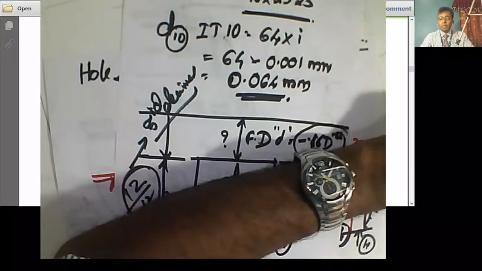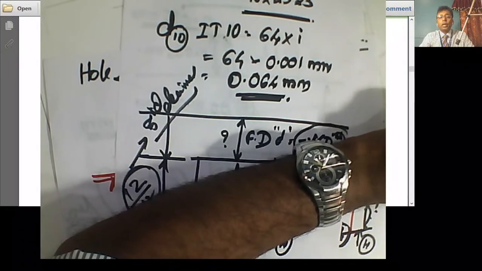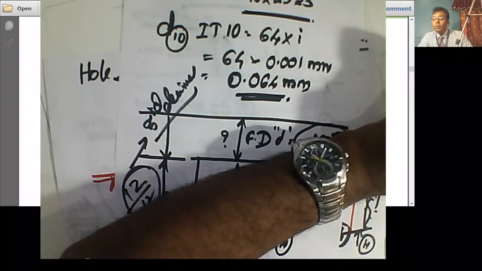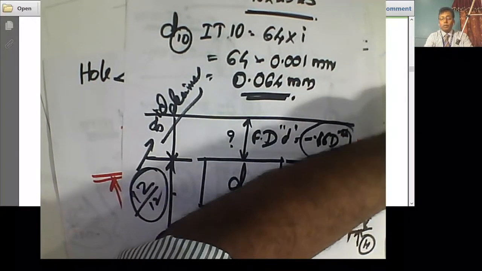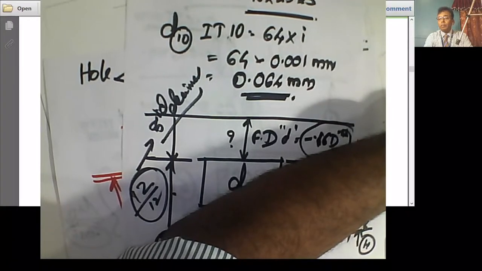Okay, let me see, go back to YouTube. How many are here online? 7 students. Sir, always we have to substitute mm and the answer should be in microns, right? Correct. All the time.